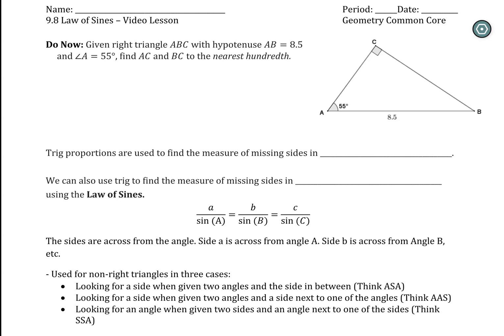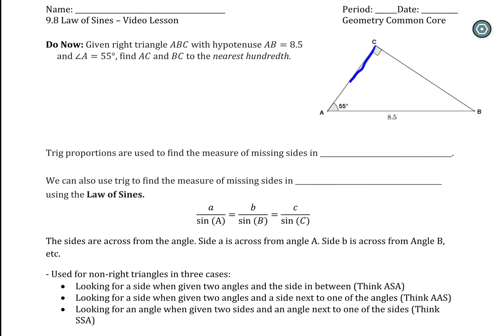Video lesson 9.8, Law of Sines. So let's just go back to thinking for a second, dealing with this right triangle. If you look at this do now question, we have triangle ABC, which is a right triangle, and angle A is 55 degrees, and it wants us to find both AC and BC.